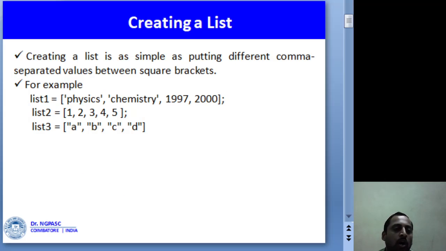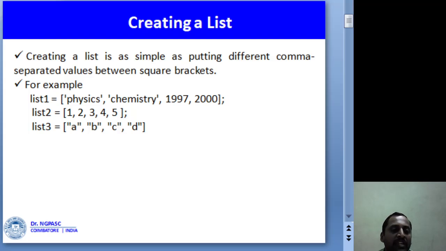So how to create a list? Creating a list is simple: put different comma-separated values between square brackets. For example, here we have list1 equal to physics, chemistry, 1997, 2000. Here we are using different types: strings and also integers.